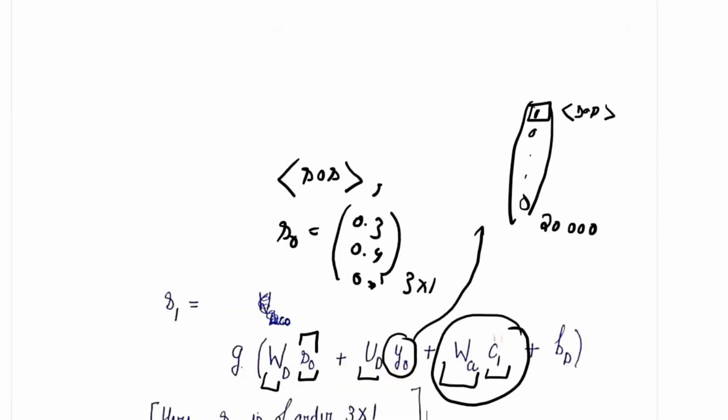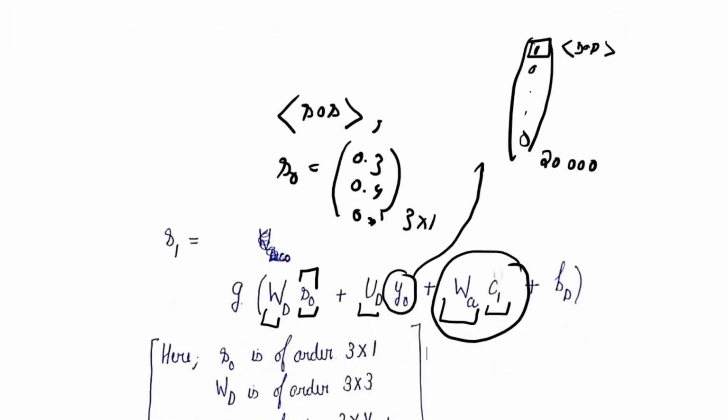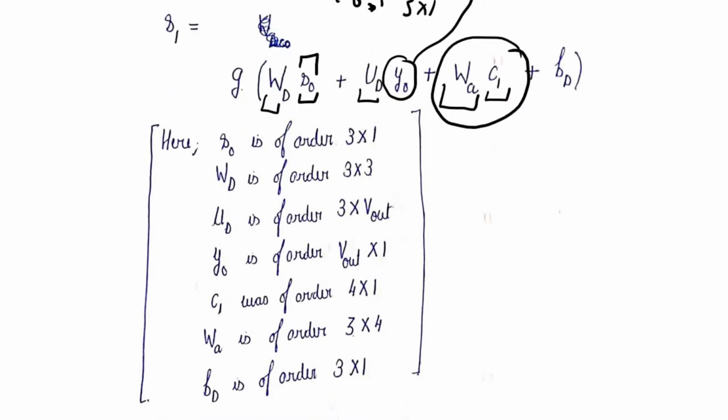This is how we proceeded with doing it, and on doing so, this is the entire dimension set which I was able to find out. Y0 was of the form V out cross 1, which is like 20,000 cross 1 only. We assume the vocabulary of Hindi is around 20,000. UD is of order 3 cross 20,000, or vocabulary output. That's how the multiplication will make sense.